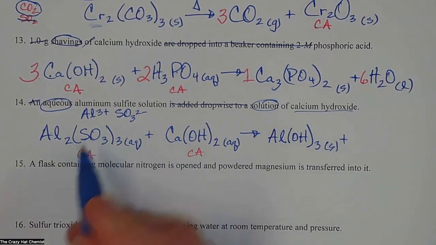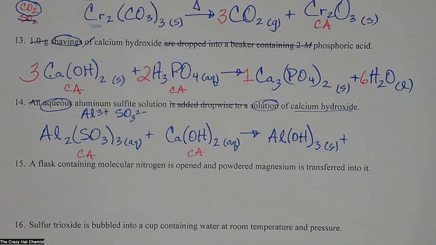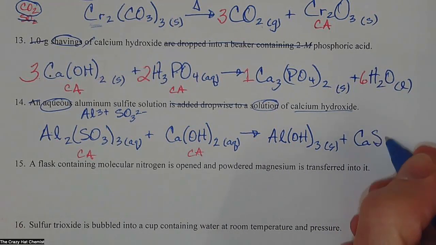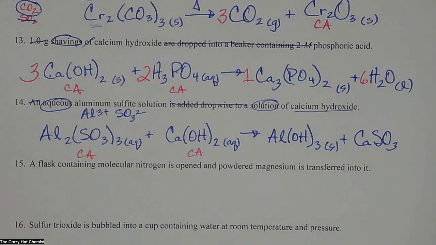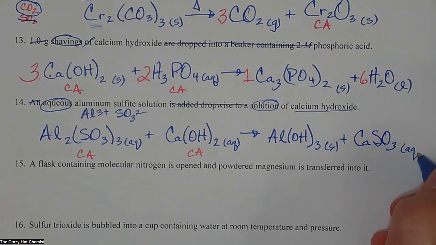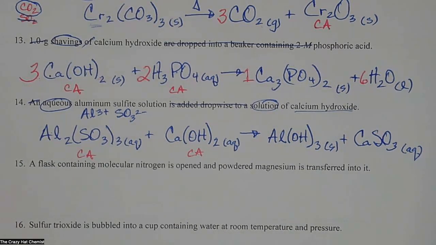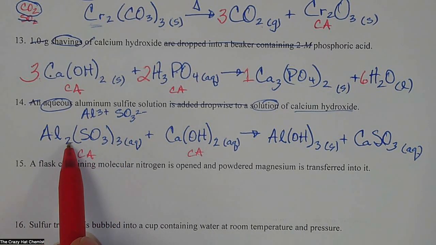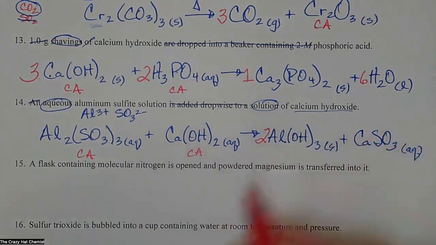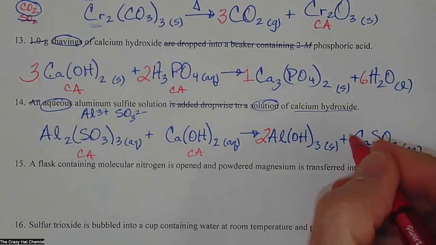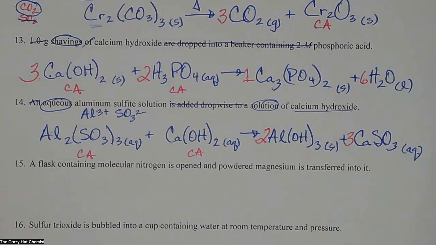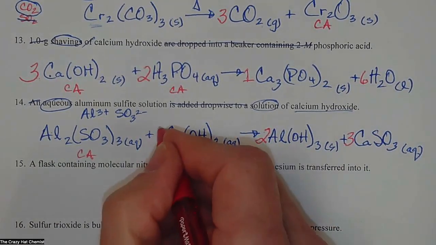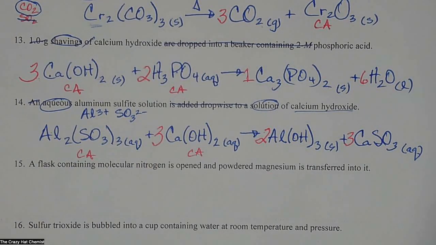And then the calcium and the sulfite are going to get together. They have the same charge of a 2+ and a 2-. So therefore, CaSO3, and this is aqueous here. All right. Now we're going to balance this. This aluminum sulfite is the most complicated formula. There are 2 aluminums. I'm going to place a 2 in front of the aluminum hydroxide. There are 3 sulfurs. I'm going to place a 3 in front of the calcium sulfite. There are 3 calciums and now 3 calciums, and bam, I'm done.